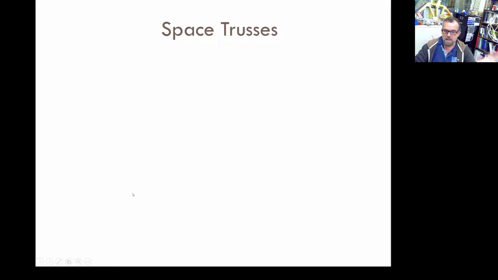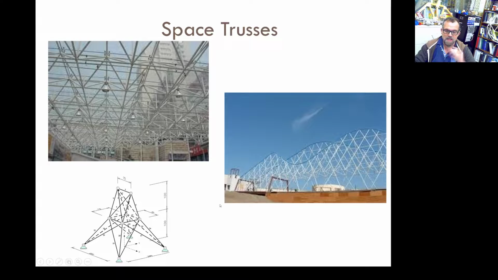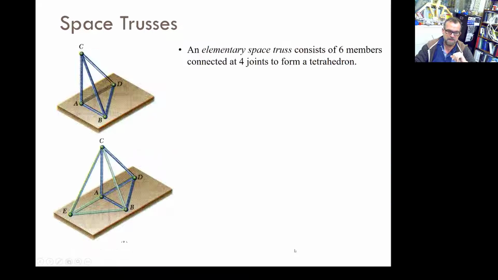Same principle applies to space trusses, like these ones. Same thing. It's a different animal, but it's the same thing. Now, the 2D simple trusses start with a triangle, 3 bars and 3 joints. Now, an elementary space truss or a simple space truss consists of 6 members and 4 joints. 1, 2, 3, 4, 5, 6. 1, 2, 3, 4. And they are connected in a form that is called a tetrahedron.